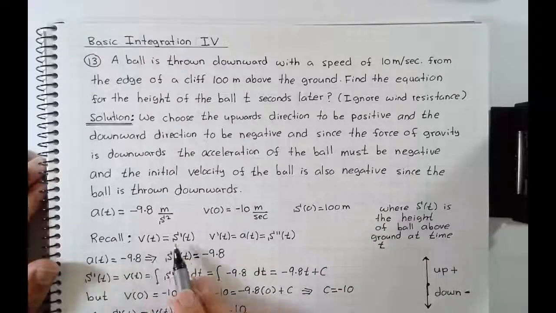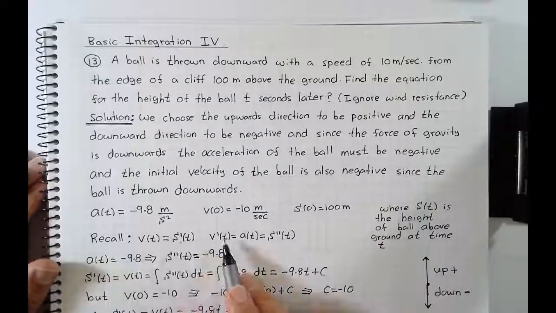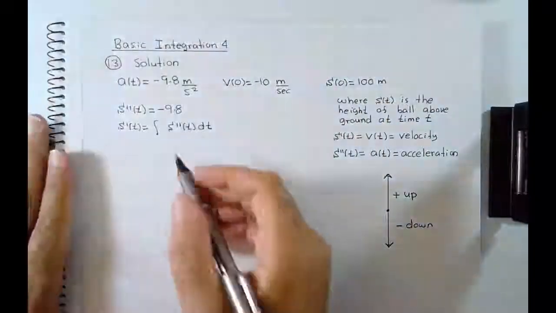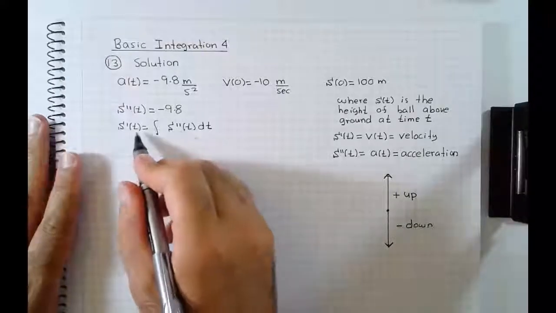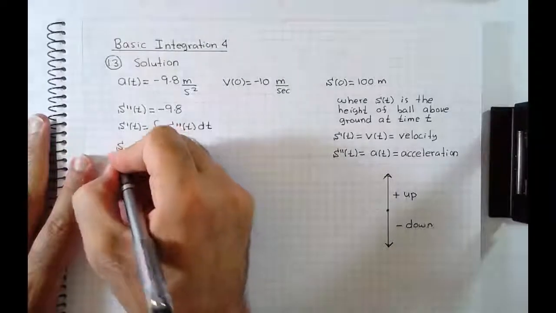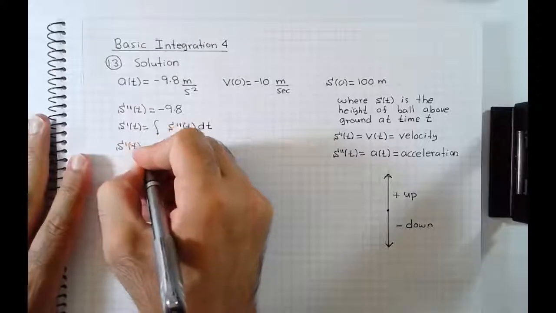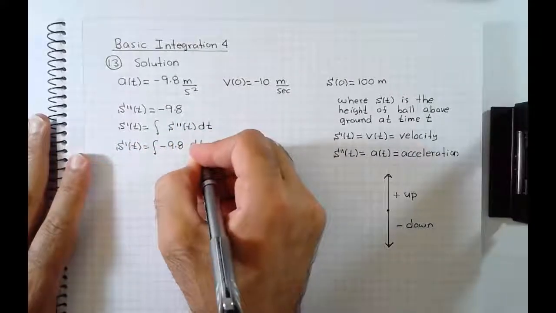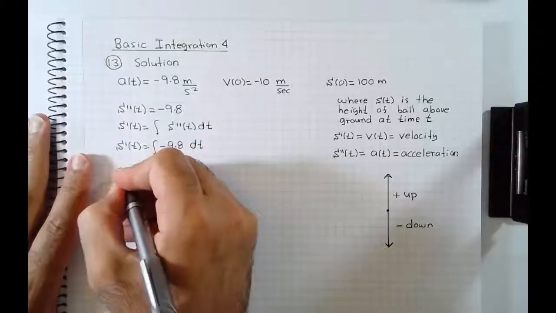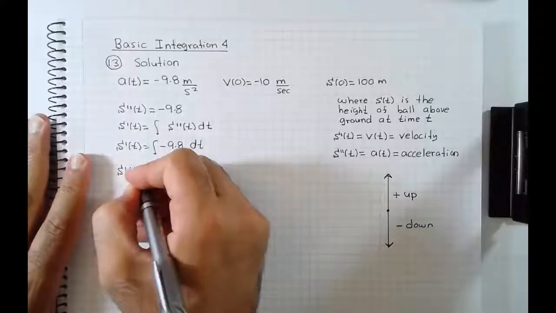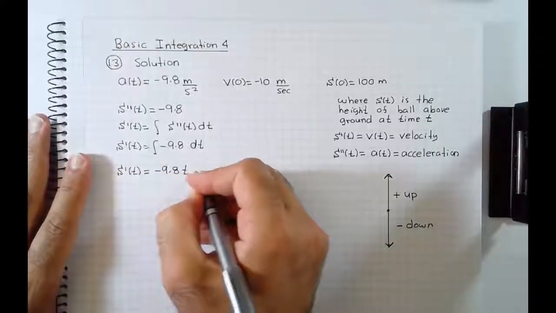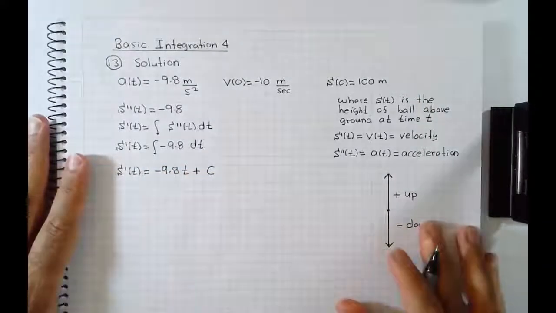Recall that the velocity is the derivative of position and acceleration is the second derivative of position. Let's begin. We integrate the second derivative to get s prime. S prime of t is the integral of negative 9.8 dt. And that gives us s prime of t is negative 9.8 t plus a constant of integration, plus c.